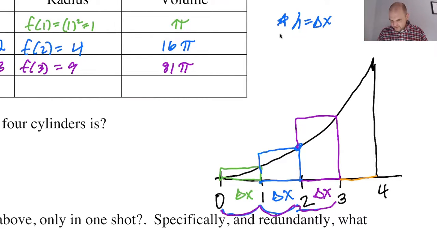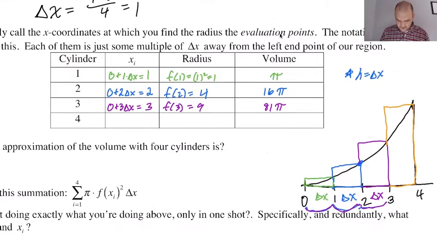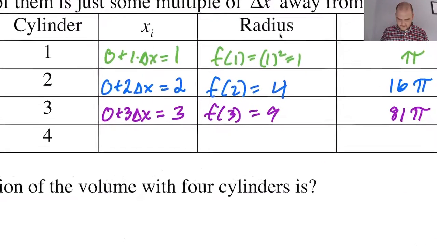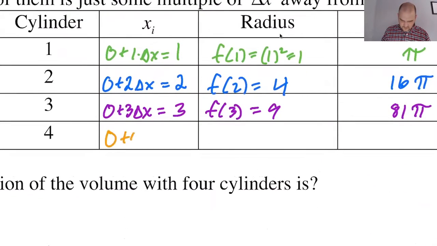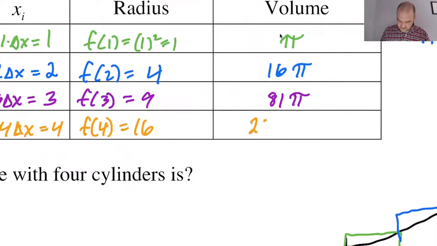And we're in the 4th cylinder. So x sub 4 is going to be 4. Okay, so here we go. It's going to be 0 plus 4 delta x's, which is 4. So we find the radius at x sub i, that'll be 16. And then the volume is pi r squared h, but h is 1 because h is delta x. So it's going to be 256 pi.